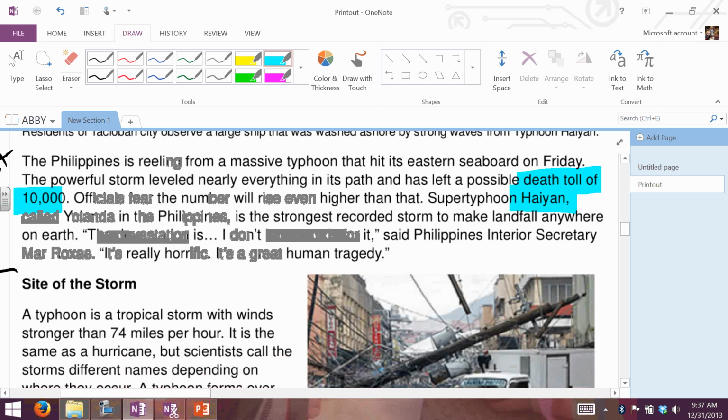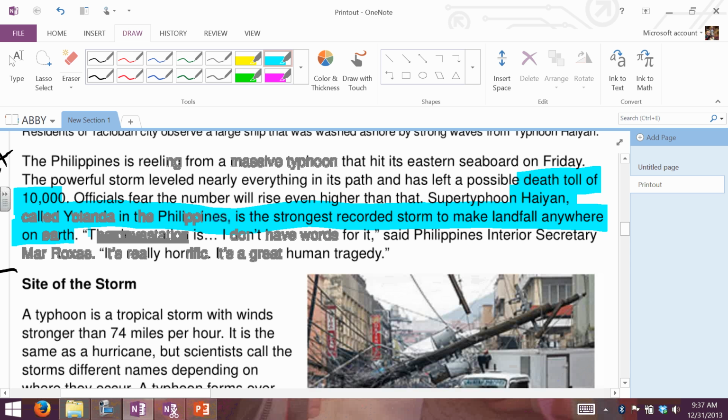Yolanda, or Haiyan, called Yolanda in the Philippines, is the strongest. Let's erase that. It is the strongest recorded storm to make landfall anywhere on Earth. That's probably significant. The quote is important, but I don't know if it's so much important to our factual look at this. Again, it's a news article.